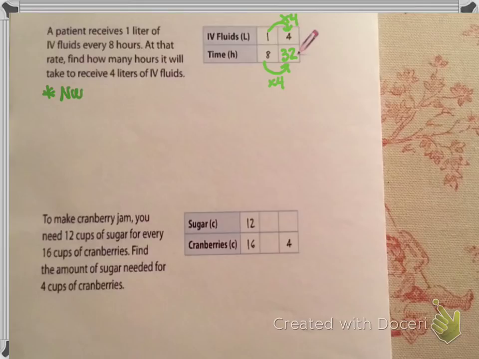When numbers increase, so we went from 1 to 4, we're going to multiply to show what happens to the original number in the denominator. Okay, and now they did call this a rate, and I hope you all see why, because 1 represents liters, but 8 represented hours. So it's 2 different labels.